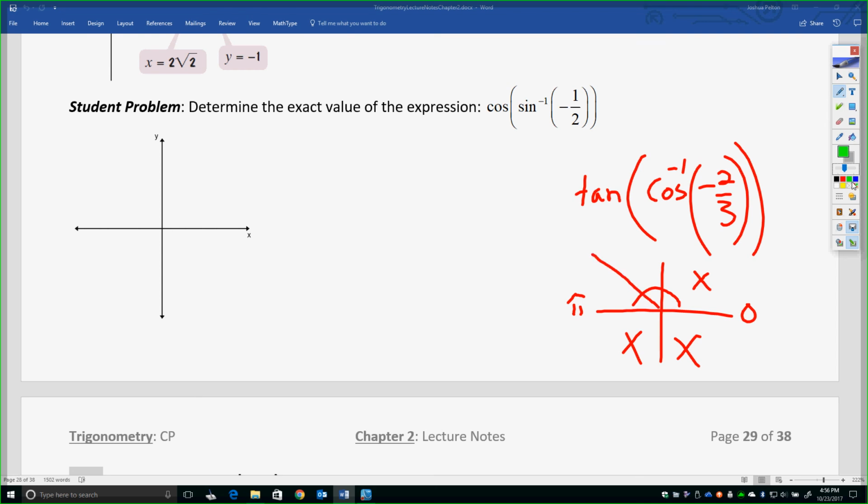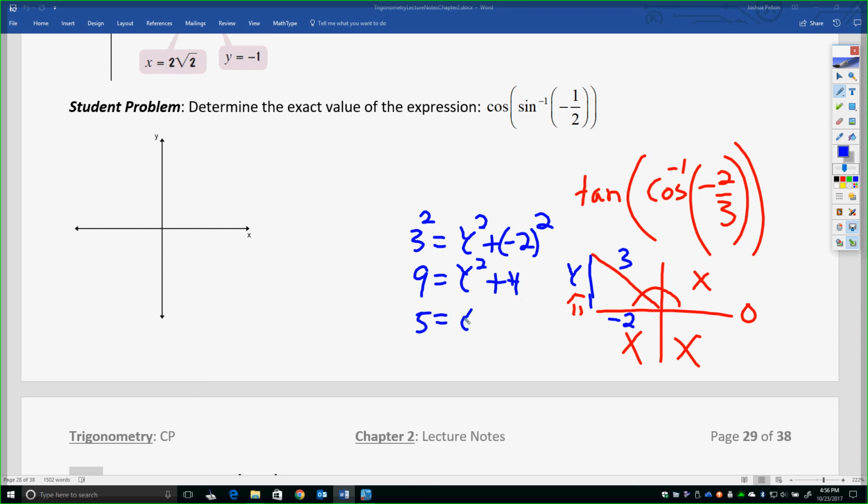So if I fill in my triangle now with cosine, cosine is adjacent over hypotenuse. Hypotenuse can't be negative, therefore it has to be that side, which makes sense. Left is negative. So now I just need my y value. So 3 squared equals y squared plus negative 2 squared. So 9 equals y squared plus 4. So if I subtract 4, I get 5. So the square root of 5 equals y, which is really plus or minus. But since it's going up, it's going to be the positive, root 5.